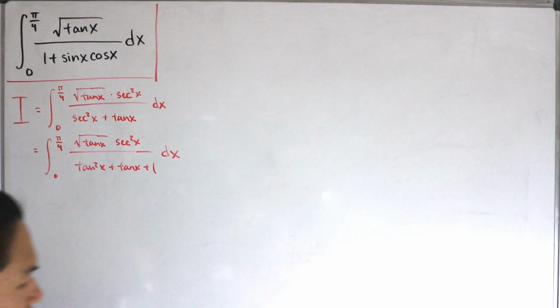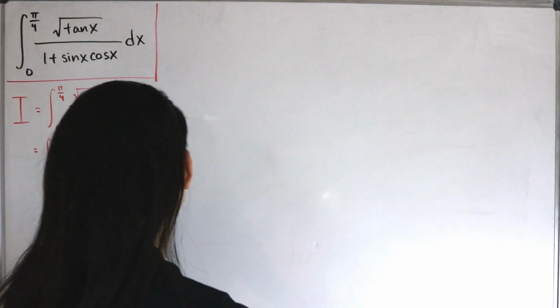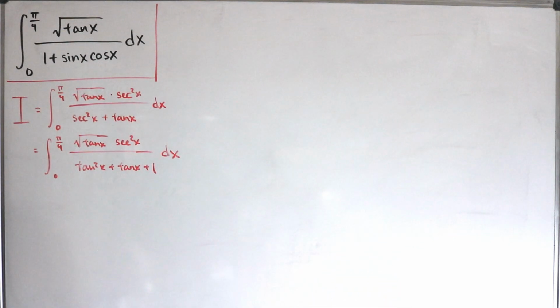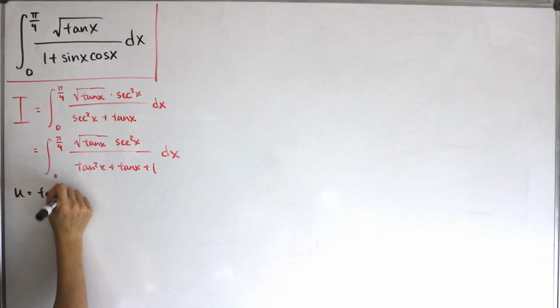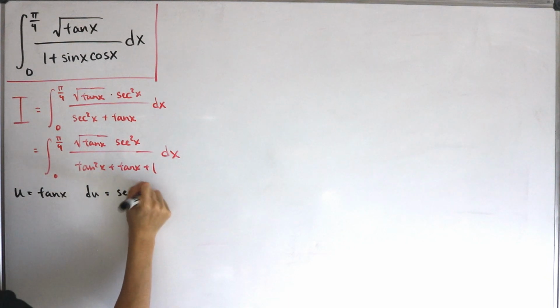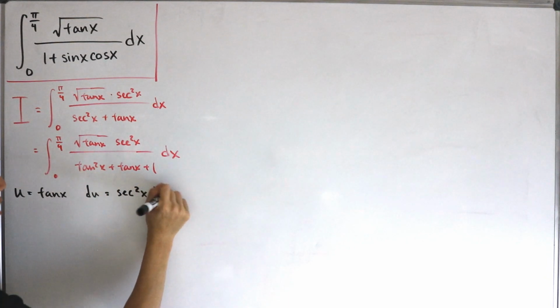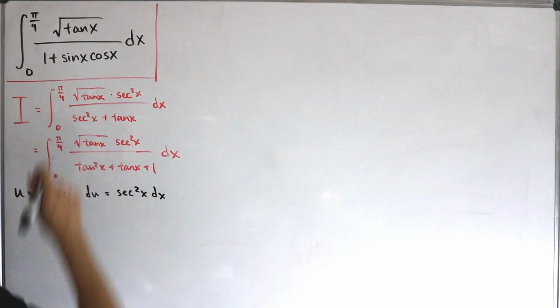Now let's perform a nice little u-substitution. I'm pretty sure you can figure out the function we're going to utilize. Let u equal tangent x, and then du is going to equal secant squared of x dx, which is great. That cancels out the differential with that substitution.